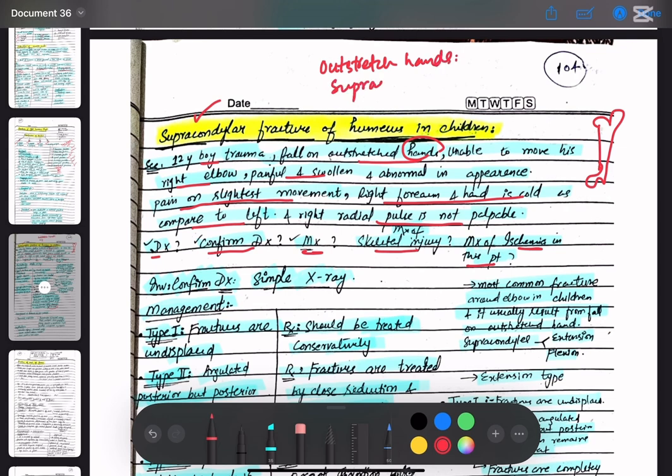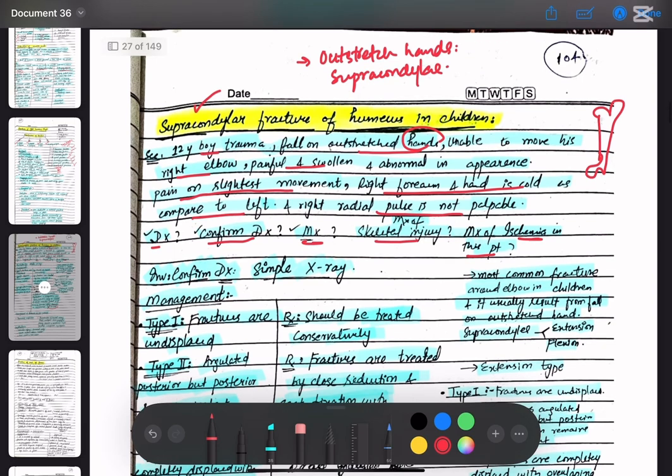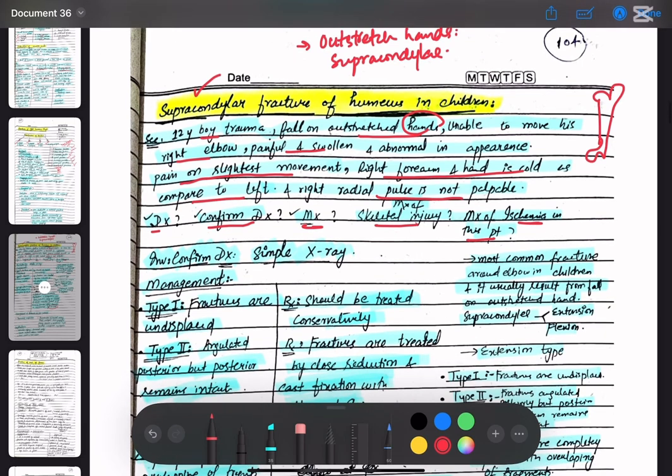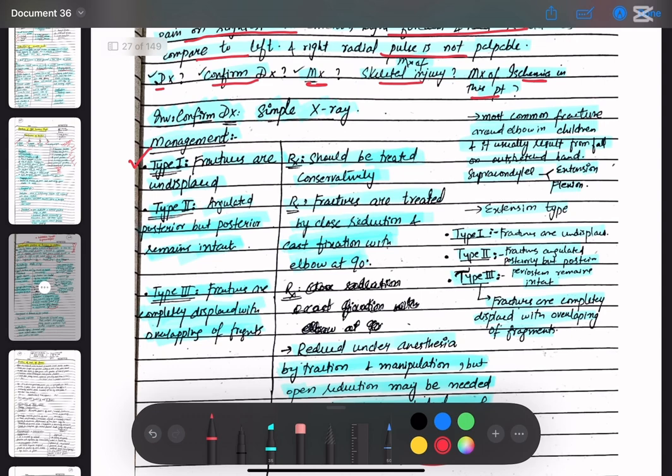Supracondylar. Okay, so there is a fall on outstretched hands, unable to move his right elbow, painful and swollen and abnormal in appearance, pain on slightest movement, and the right forearm and hand is cold as compared to the left. So the management option is done according to the type of fracture. These are type 1, type 2 and type 3 fractures.